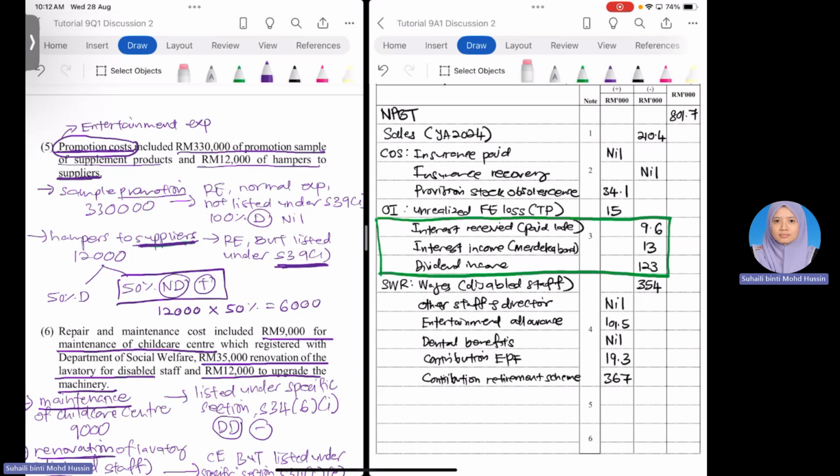So when the company prepares the sample for the promotion, 330,000 ringgit, this is entertainment expenses, normal expenditure, but this type of entertainment expenses is not listed under prohibited deduction section 39 subsection 1. So the sample promotion 330,000 ringgit, no issue, allowed for the deduction. You already deduct in SOCI, so for taxation purposes, no more deduction needed. Promotion cost, I put PC. Sample promotion.